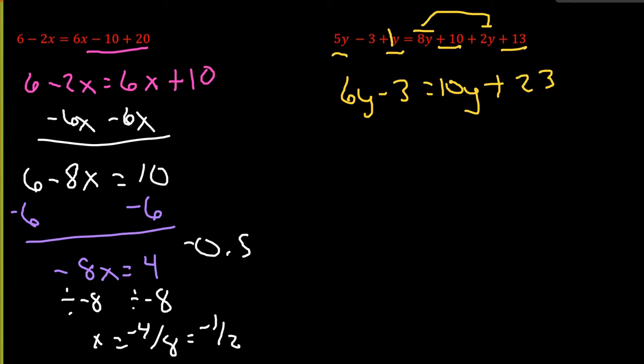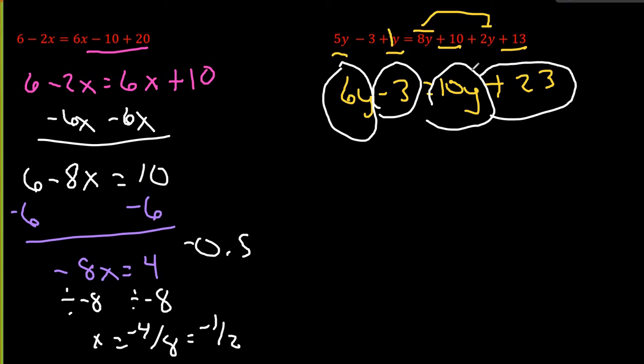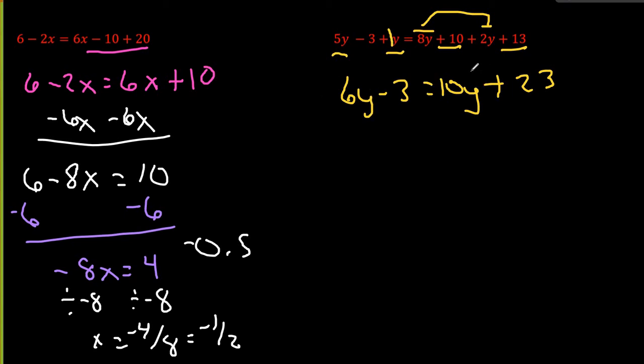So again, just like the previous problem, we could do the opposite or inverse of any of these things. I could subtract 6y, I could add 3, I could subtract 10y, or I could subtract 23. My personal preference is to move the letters to the left side first, but this time I'm going to add 3 just for no particular reason. I'm going to do what a lot of students like to do, which is totally fine and perfectly correct. I'm going to get rid of the stuff on the left side that's not the letter. So we add 3.